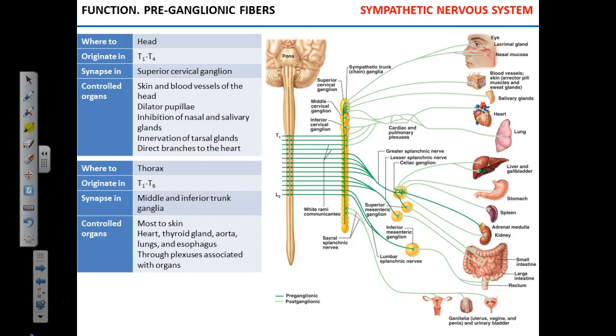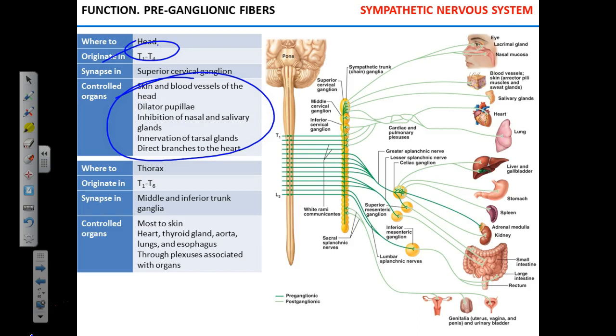Preganglionic fibers, upper thoracic, head. Okay? Skin and blood vessels in the head. Dilator pupillae. What do you think dilator pupillae does? Dilates your pupils. It's actually lovely.